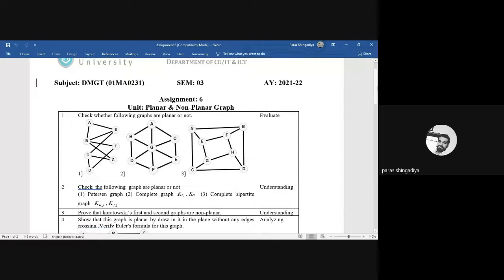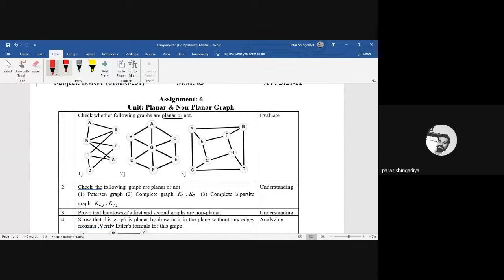So start with question number 1. Check whether the following graphs are planar or not. You can also mention the definition of a planar graph here: a connected graph that can be drawn on a plane such that no two edges intersect. That is called the planar graph definition. You can mention it here for your reference. Clear what the meaning of a planar graph is.